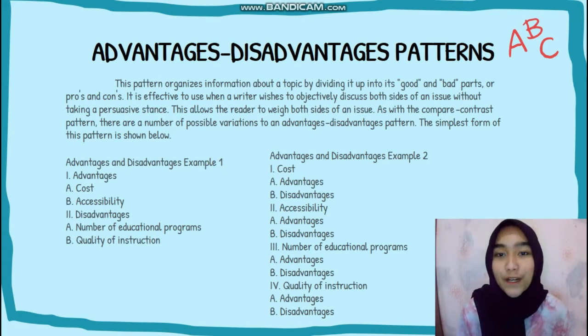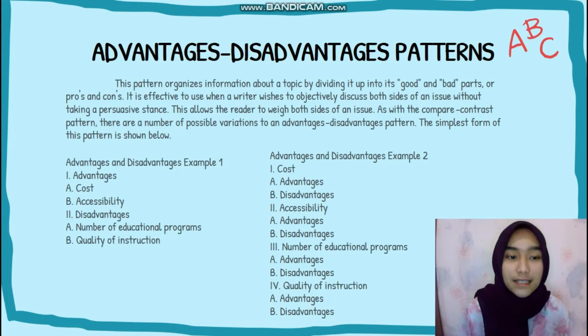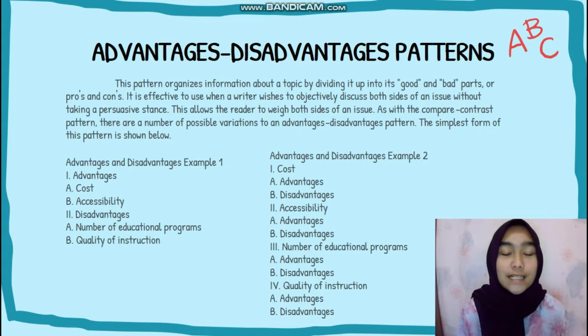As with the compare-contrast pattern, there are a number of possible variations to an advantageous and disadvantageous pattern. The simplest form of this pattern is shown below. Advantageous and disadvantageous example 1. 1. Advantageous. A. Cost. B. Accessibility. 2. Disadvantageous. A. Number of educational programs. B. Quality of instruction.